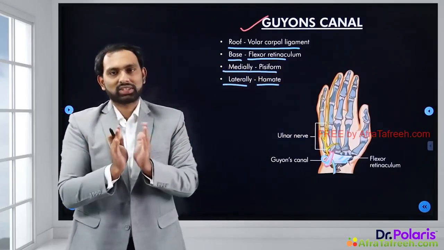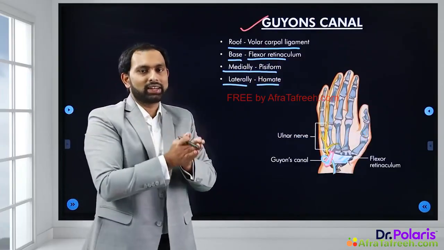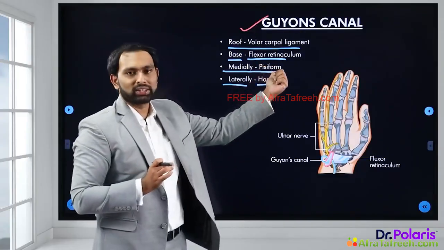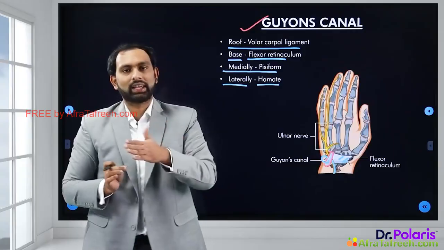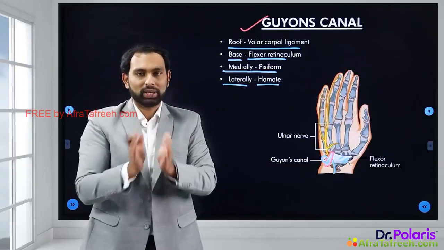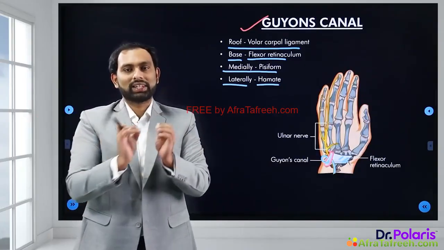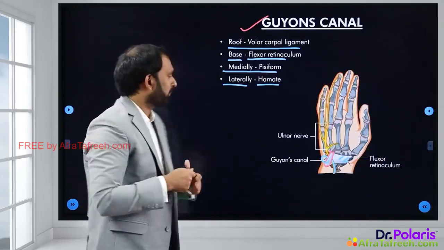So if any of these structures get damaged, that can lead to neuropathy at that region, or the Guyon's canal. If there is a hamate fracture or a pisiform fracture, in such cases the Guyon's canal will be compromised, and then there can be an ulnar neuropathy. So it's very important to know the boundaries, because that will help us determine whether there is a compressive neuropathy occurring because of those boundaries being affected.